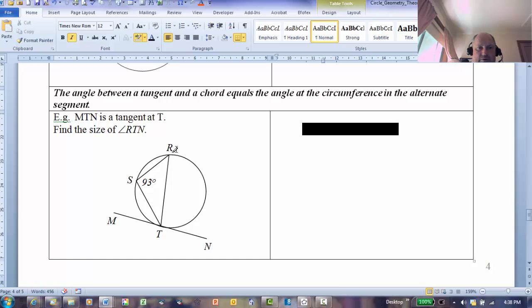Angle between a tangent and a chord, there's the chord, there's the tangent, and the angle we're talking about is around here, and is equal to the angle at the circumference, there's the circumference, so at point S in the alternate segment. So we talked about that angle there in the alternate segment on that side of the chord, so in there, so that's 93, then that angle down there must be 93. The two are equal. So in our notes we write angle RST, this angle here, is equal to angle RTN. If they're equal, then they're both 93 degrees.